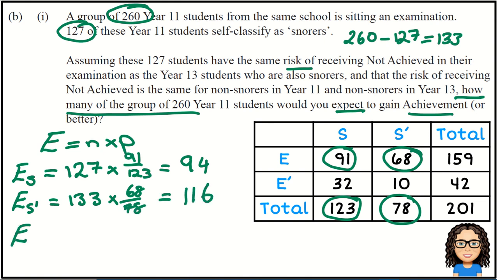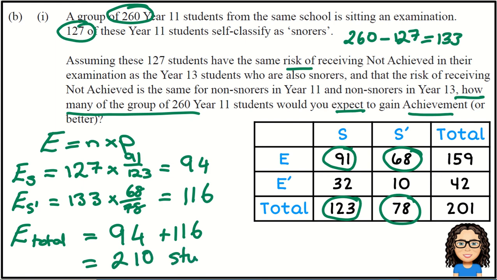So now I can put that together and find the total expected value for both the snoring and the non-snoring group. I'm going to add these together, and that's going to give me 210, and the units for that is in terms of the number of students. So we expect 210 out of the 260 year 11 students to get to an achievement or better, based on the assumption of the probabilities remaining the same.